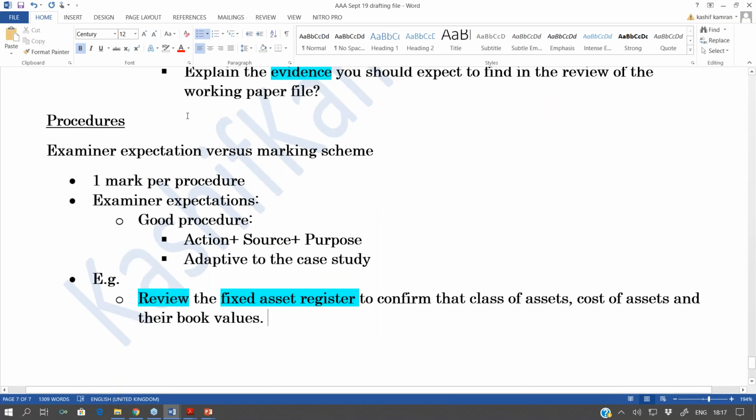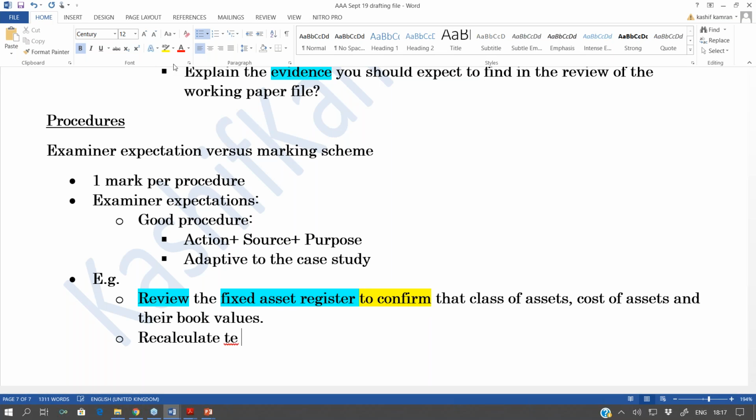This is one example, right? Review the fixed asset register. So review is the action, right? Fixed asset register is the source. To confirm is the reason. So the examiner is saying if you have these three things in your procedure, this is a rewarding procedure. Take another example.